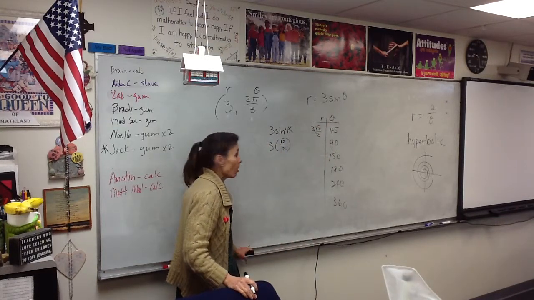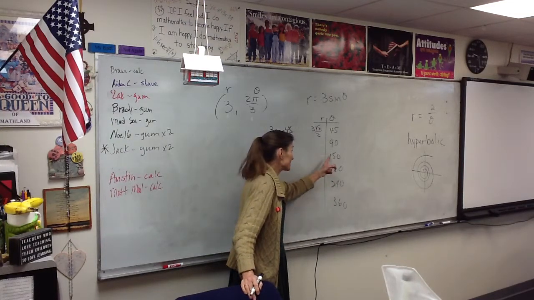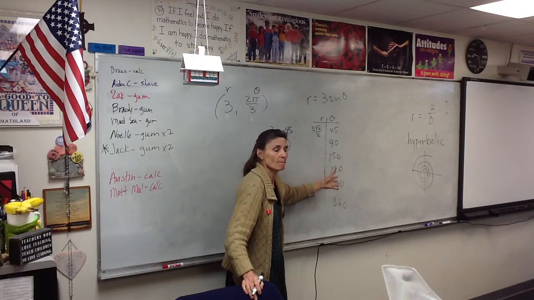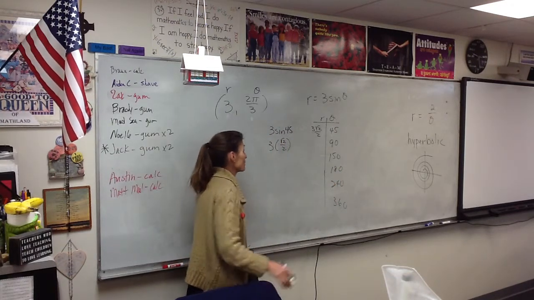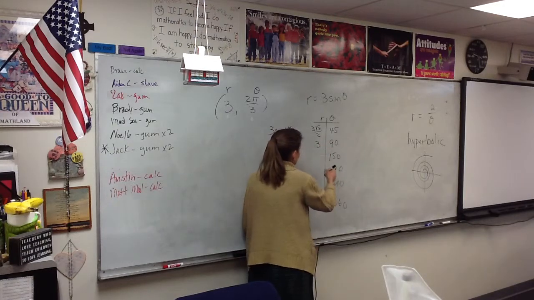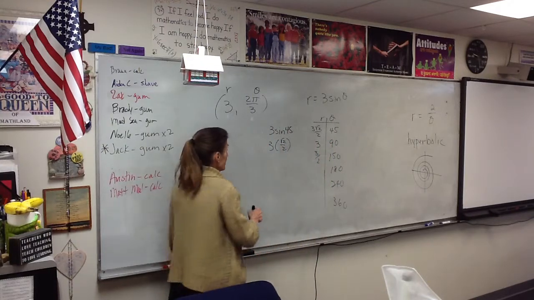Well, it would depend. All of these angles could be done without a calculator, but obviously if we threw up 110 or something, you would have to use a calculator. Okay. All these can be done without. So then you get 3, and then sine 150 is 1/2, you get 3 halves, and so on. And then we're going to plot them.